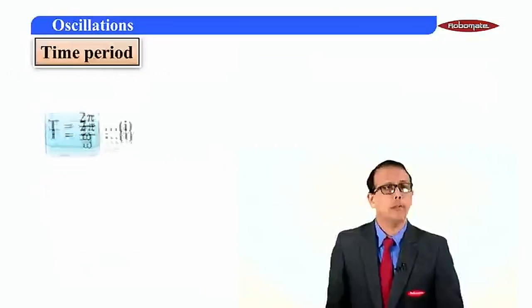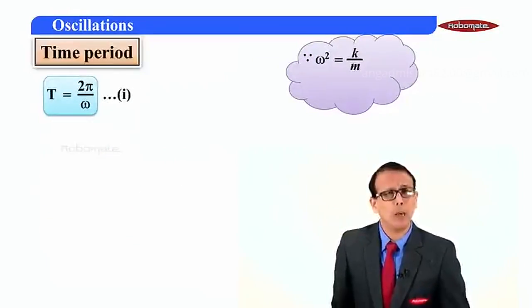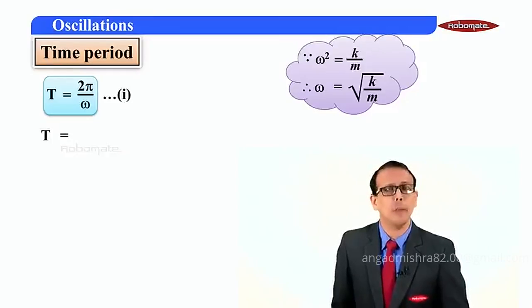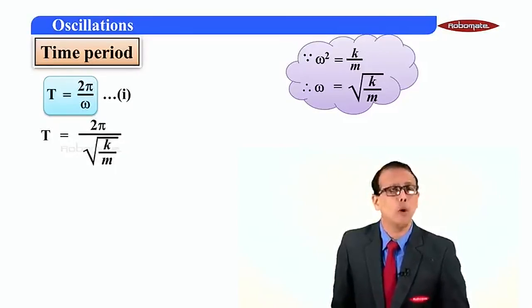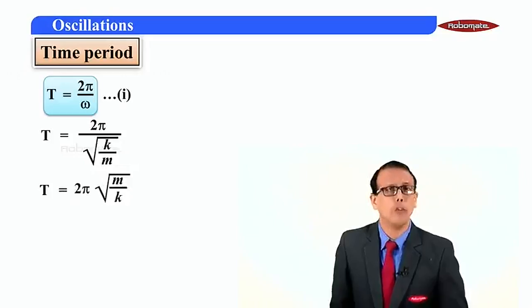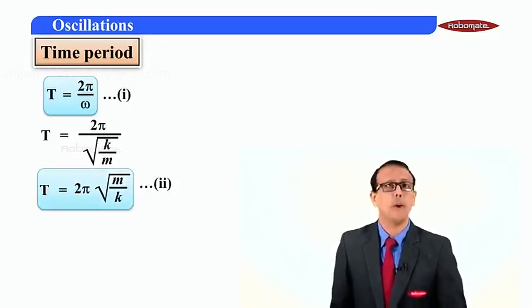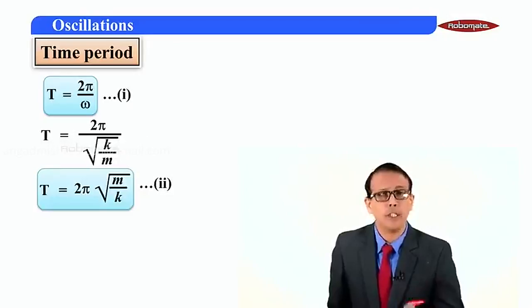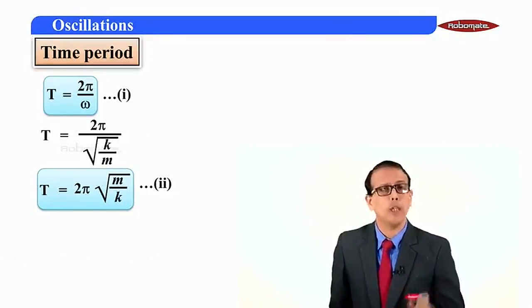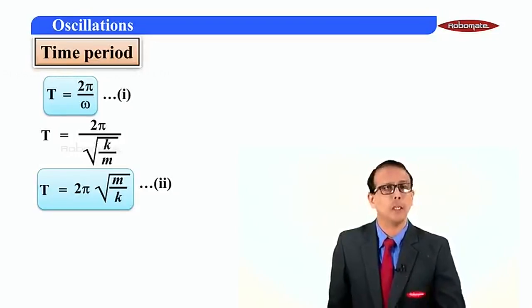Now, let's move ahead. As we know, omega square is k by m. So omega will become root of k by m. Let's substitute it in equation 1 and therefore T becomes T is equal to 2 pi upon root of k by m. If I rearrange properly, we'll get it as T is equal to 2 pi root of m upon k. Another formula for time period in this chapter, oscillation. Remember students, in the numericals of spring mass oscillator system, we will use this formula for time period.